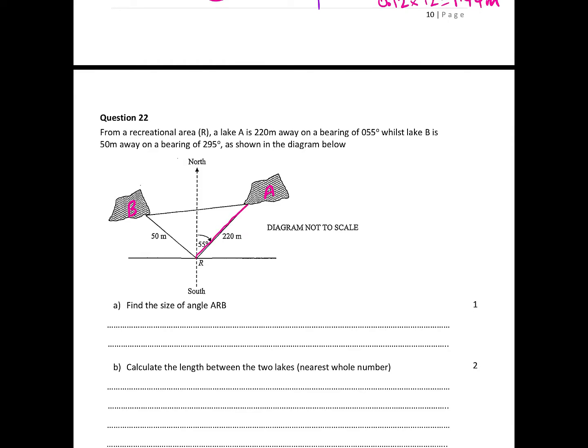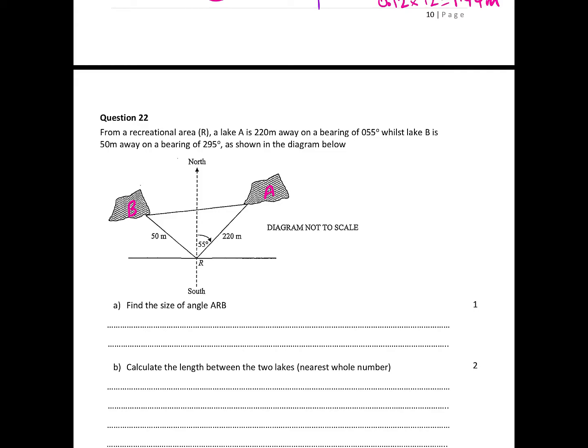meters away. By the way, you would notice that as I read the question, I like to make sure it's been marked off on the diagram, because so many times there is information in the question not represented in the diagram. So I've got it's 220 meters away on a bearing of 55. Beautiful, that's been marked. Whilst Lake B is 50 meters away on a bearing of 295. There you go. I don't have that bearing drawn there on the diagram, as shown in the diagram below.